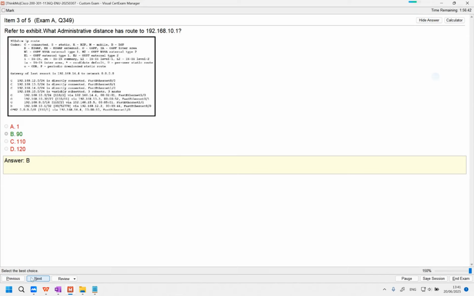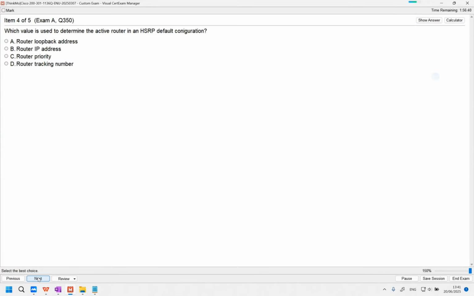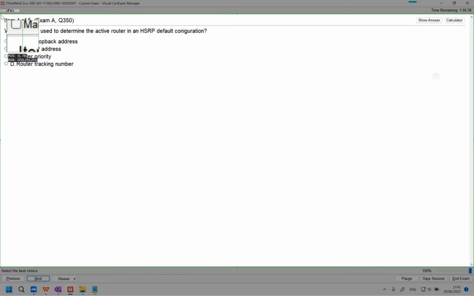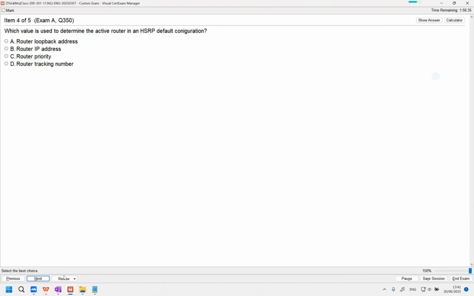Actually, this particular question utilizes the exact same diagram as the previous one, isn't that right? Alright, let's move on to question number 4.